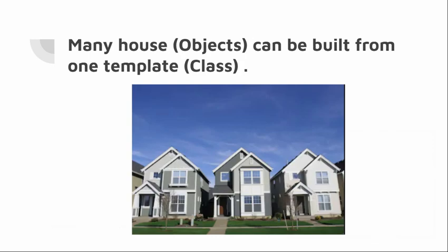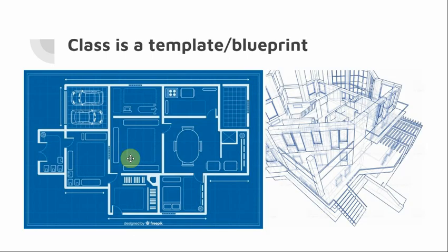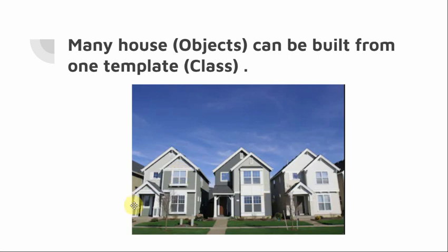Similarly, many houses or objects can be built from one template. One template is a class, so from one map we can build as many houses as we want, as many objects as we want. So this is now in physical form, so that's why we are calling them objects, and the map on the paper is the class. So this class will always help us to create as many houses as we want. So this is the basic concept between them.